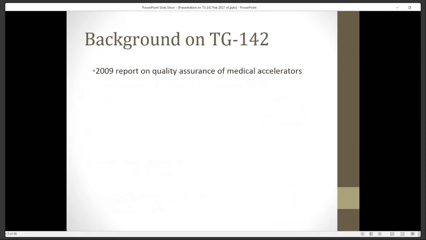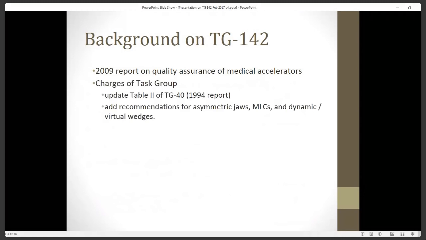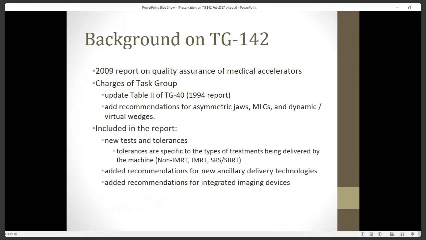All right, so a little bit of background. This report came out in 2009, and it's basically on the quality assurance of medical accelerators. And so at that time, it was actually an update to a prior report, which was TG40 from 1994. And so basically the task group was charged to update this table from TG40 and add some recommendations for things that had been developed along the way.